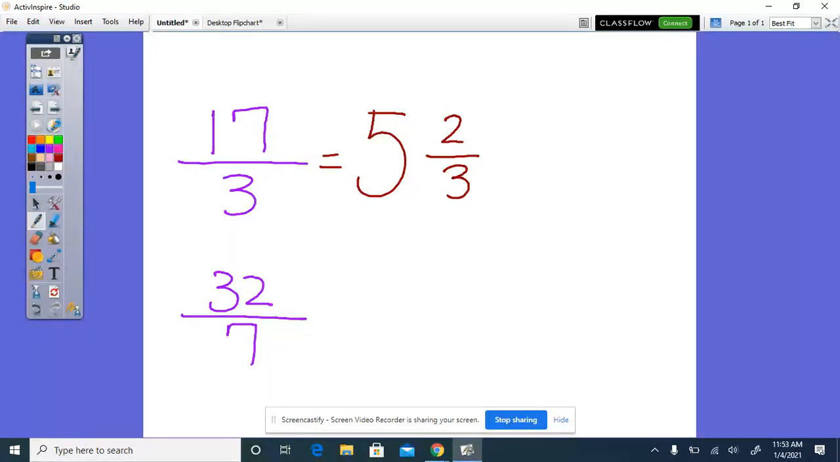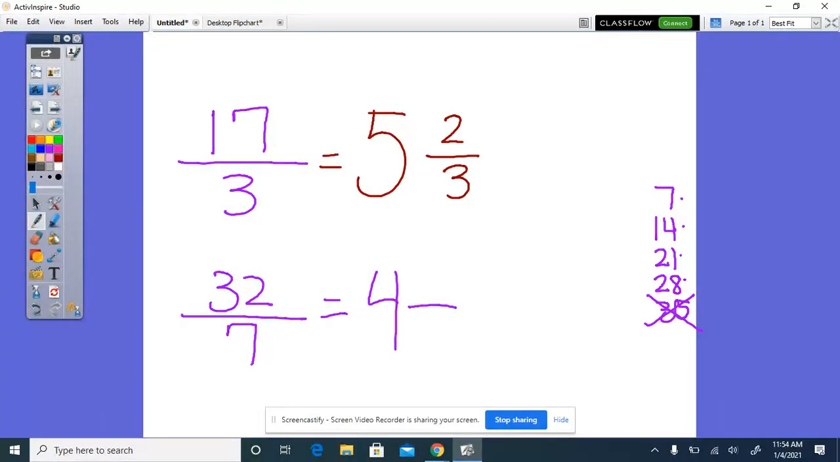First, ask yourself, how many times does 7 go into 32? So I would think about it this way: 7, 14, 21, 28, 35. 35 is too big, so 7 goes into 32 1, 2, 3, 4 whole times. That's my big number. Then I have my fraction.